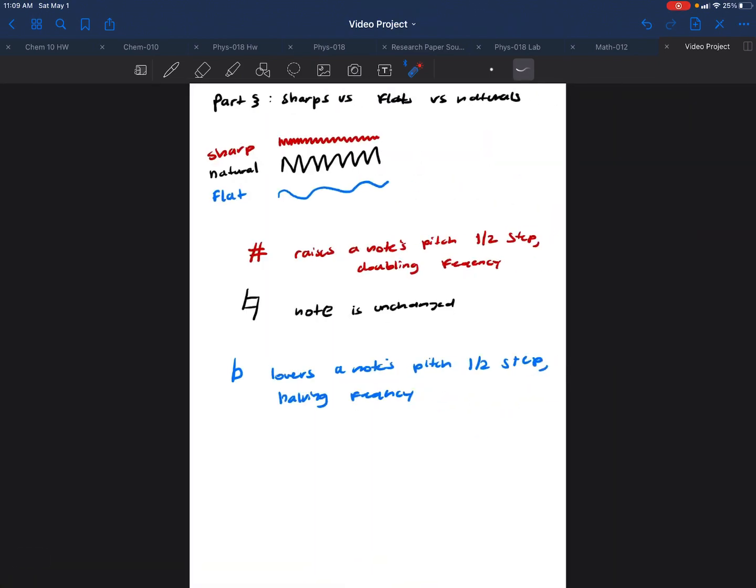Getting into the sound aspect of music, these symbols indicate how the pitch or frequency of a note is changed. If a note has no sign or has this sign, the note is natural and its pitch is unchanged. For example, if I have the note C, this is C natural. This is what C natural would sound like in its unchanged, unaltered pitch or frequency.